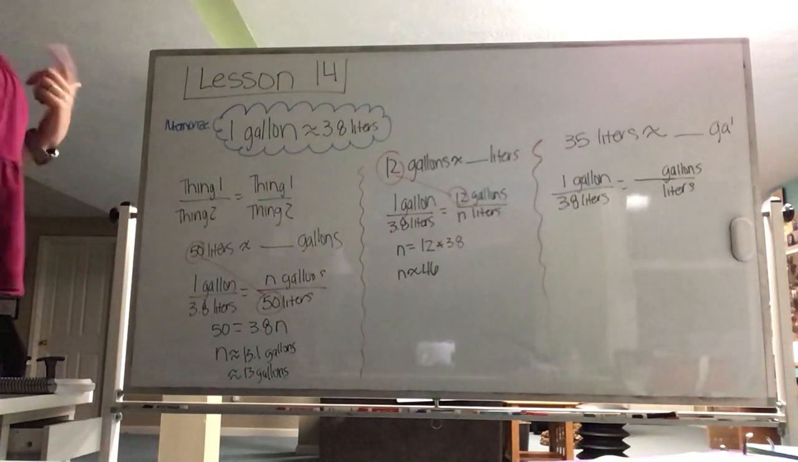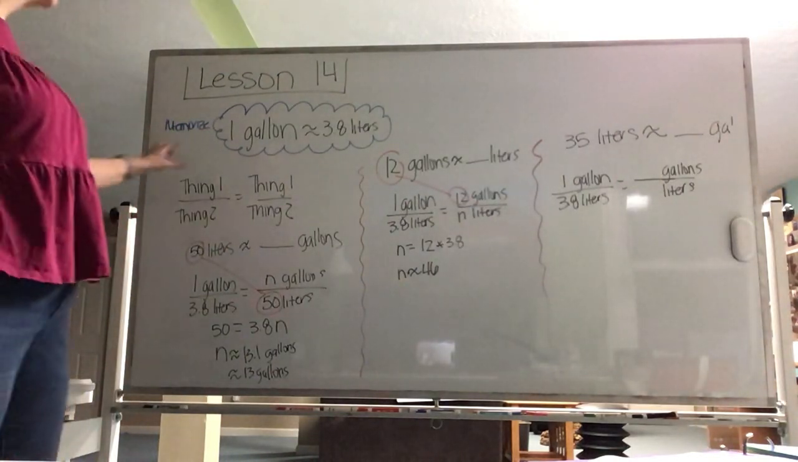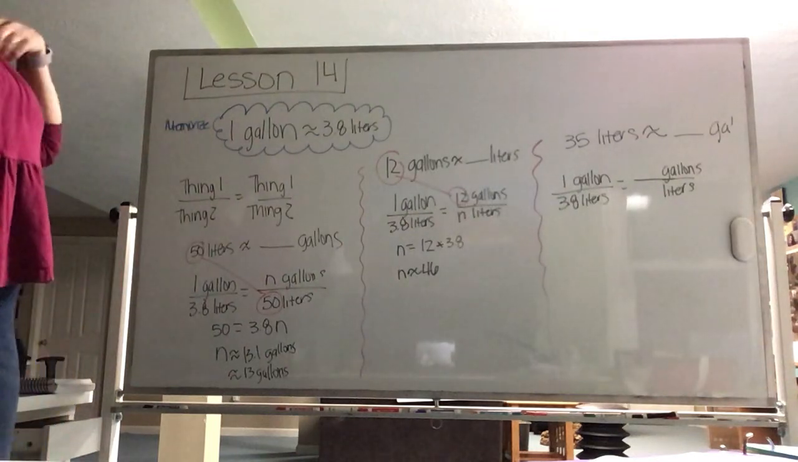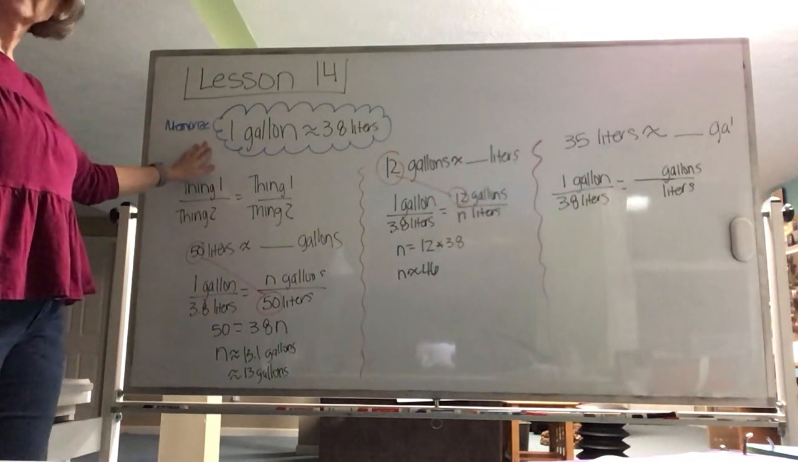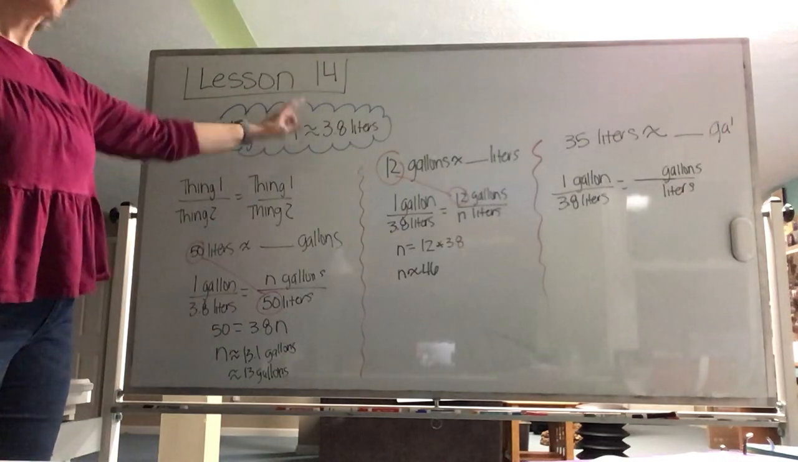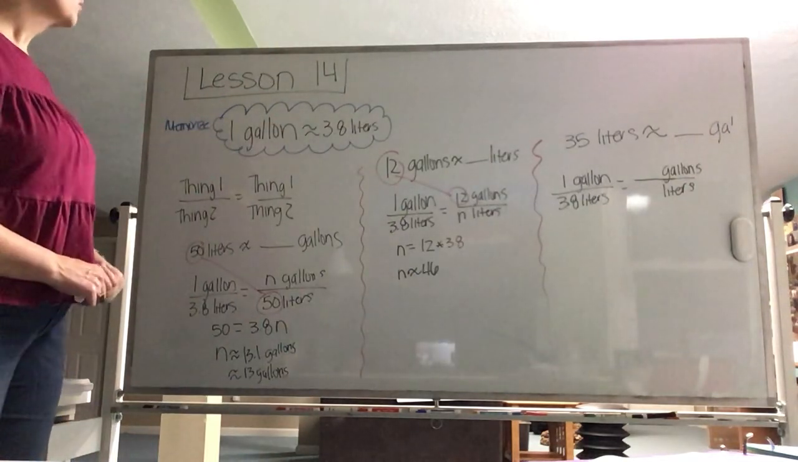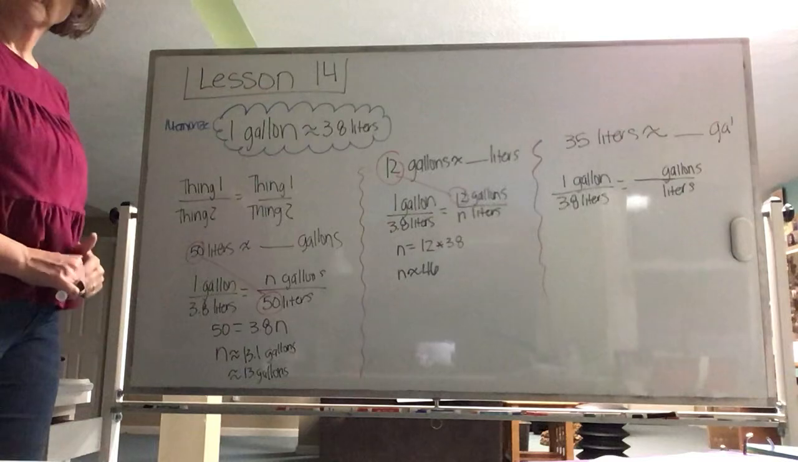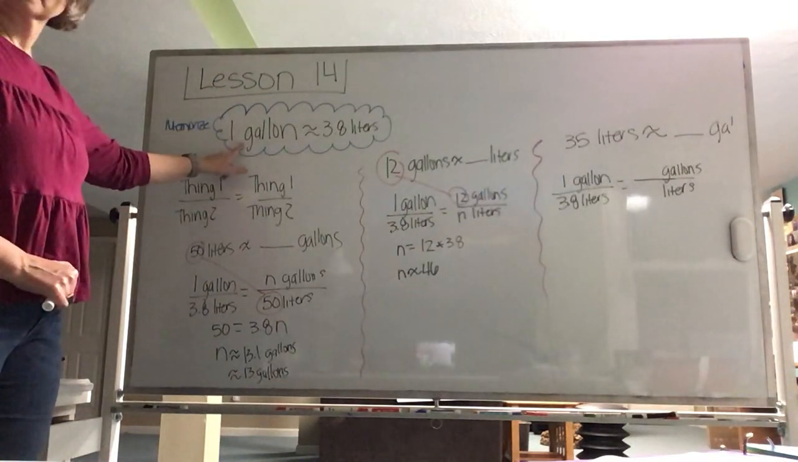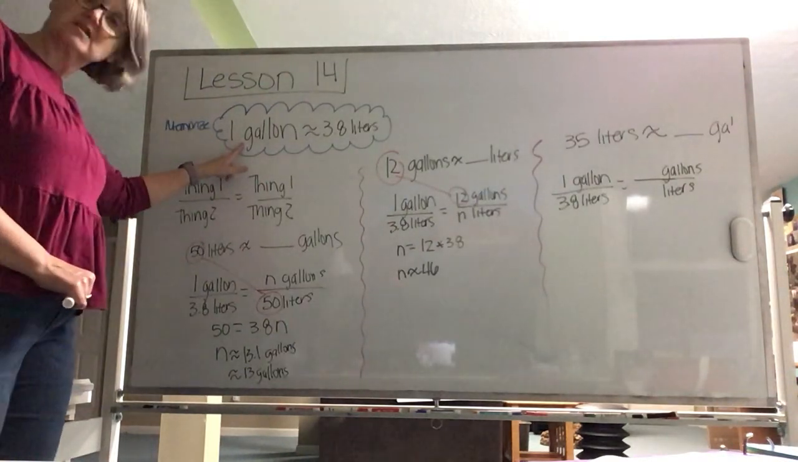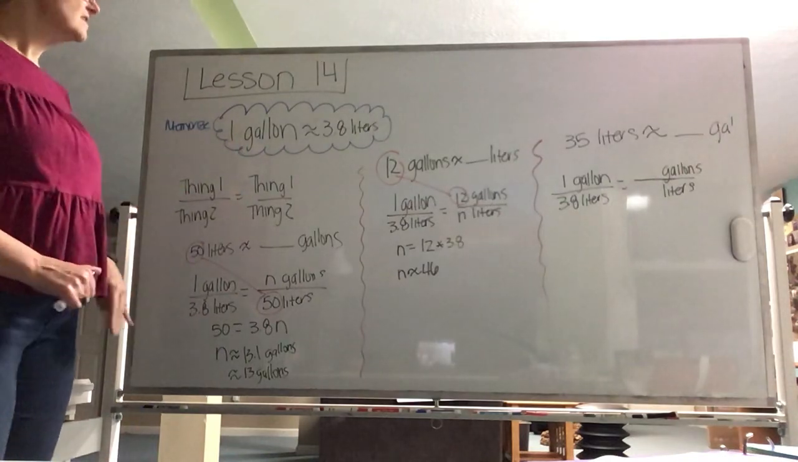First, we're going to start with lesson 14. And once again, this is going to be another unit conversion. You have to memorize this one. 1 gallon is approximately 3.8 liters. Okay? You have to memorize this. This is like miles to kilometers and all the other things you have to memorize. So work on memorizing this one.